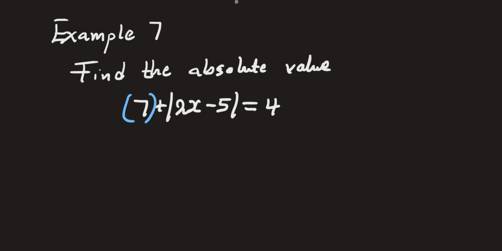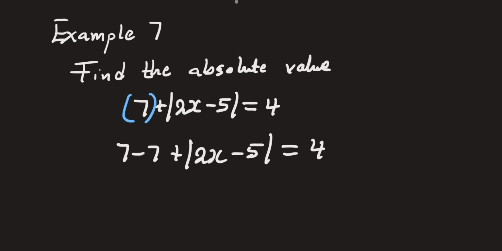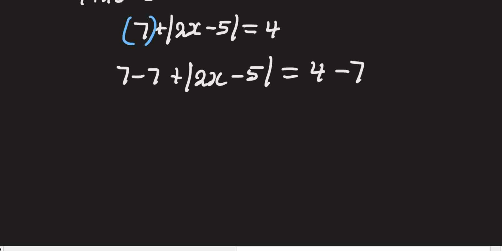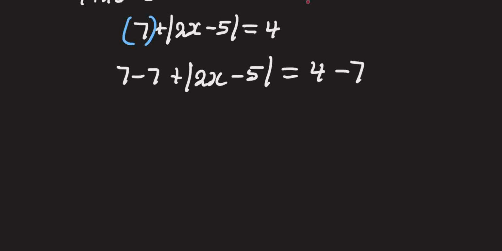So this becomes 7 minus 7 plus the absolute value of 2x minus 5 equals 4 minus 7. So 7 minus 7 is 0, so this will be out. And we now have the absolute value of 2x minus 5 equals 4 minus 7, which is negative 3.